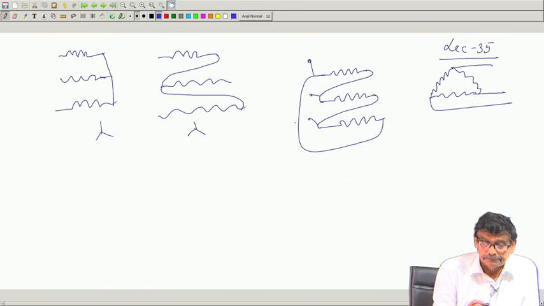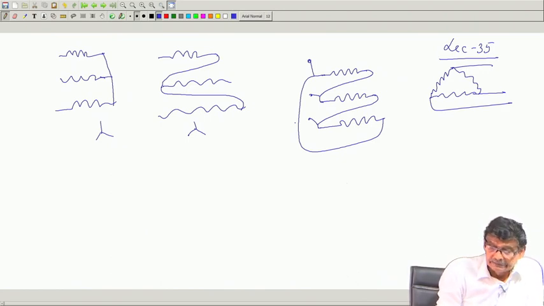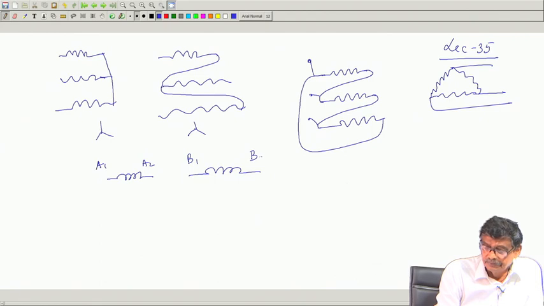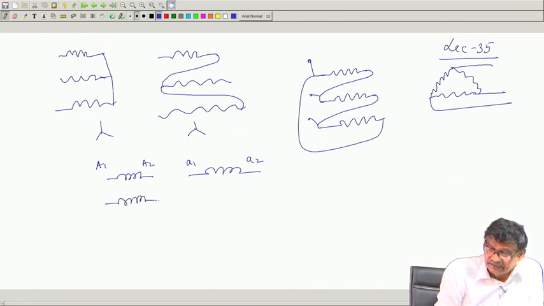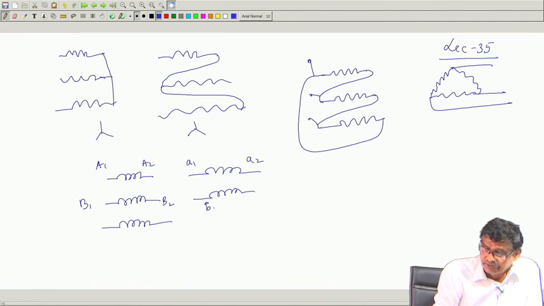Acha, if that be the case, then suppose somebody has three single phase transformers like this: A1, A2, each with a secondary, small a1, a2, and then I will name them, three are there. So, B1, B2, small b1, b2, and this is small c1, c2, identical transformers.